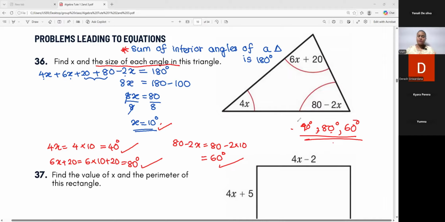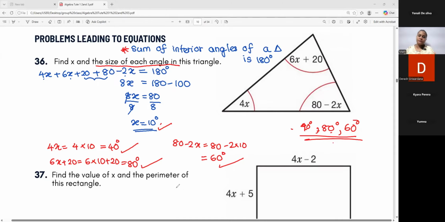I think this is correct, no? All got correct? Yeah, teacher. Then go to 37. 37 is about perimeter. Area is length into breadth. Perimeter, add all the side lengths. Perimeter is addition. Area, multiply length and breadth. Find the value of x and the perimeter of this triangle. First find x. Finally, write the perimeter.